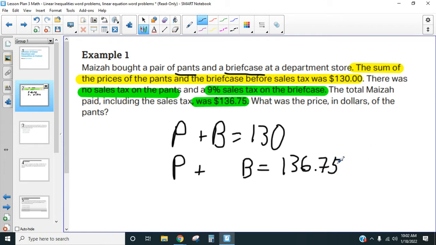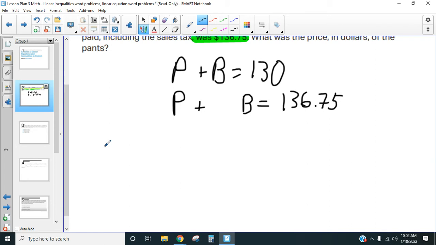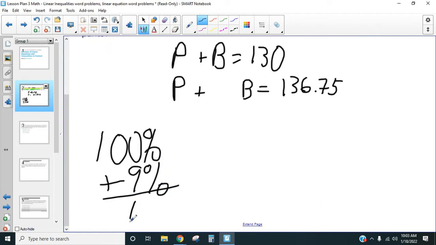What does it mean if there's a 9% sales tax? So that means it costs more, obviously, right? This is something that we've talked about before with exponential word problems, before the break. So 9% sales tax. Is that less? Is that a discount? Or is it paying more? Paying more, right? So you're paying 100%, but you're also paying an extra 9%, right? So you're paying 109% of the original price of the briefcase.